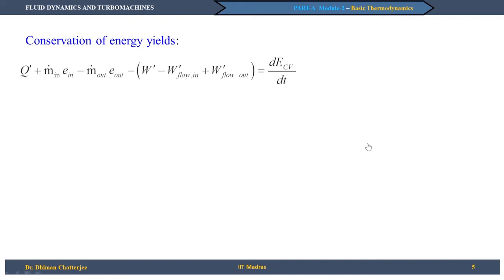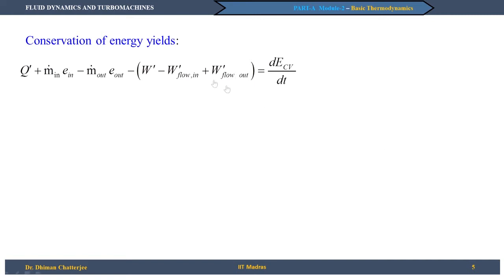So, we can say that Q prime, which is the rate of heat transfer, plus m dot in E in minus m dot out E out minus W prime minus W prime flow in plus W prime flow out is equal to dECV dt. I will talk about E in and E out now. See, E in is the specific energy which comprises terms like internal energy U, which is due to the molecular motions, plus the macroscopic kinetic energy like half V square, plus the potential energy Gz.